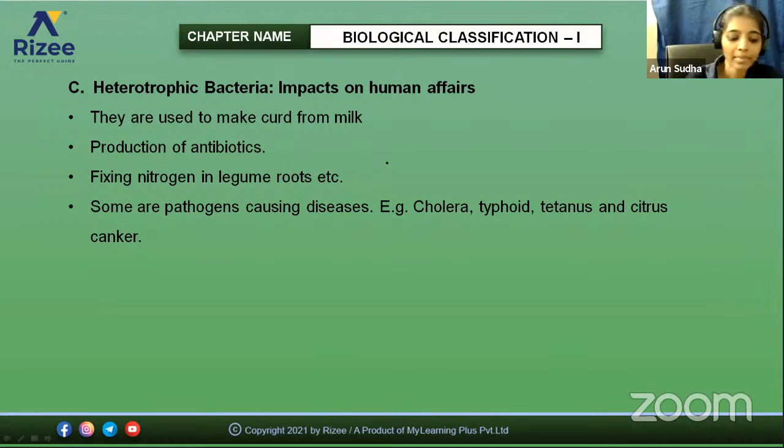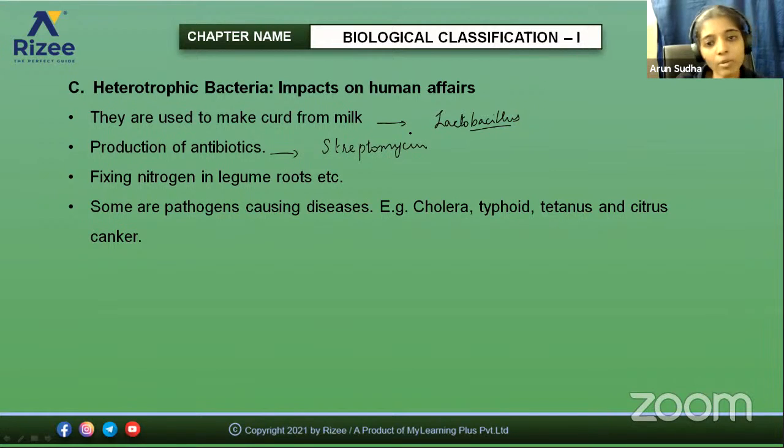The main bacteria involved in the formation of curd is the lactobacillus. Bacillus is an example of a rod-shaped bacteria. This lactobacillus helps in the formation of curd from milk and also in the production of antibiotics. For example, streptomycin is an antibiotic which is produced with the help of bacteria, and the main organism involved is Streptomyces griseus. And then fixing of nitrogen in legume roots; the example is rhizobium.